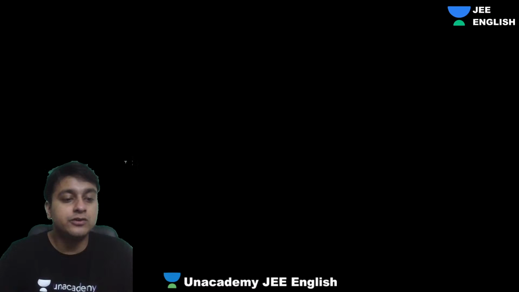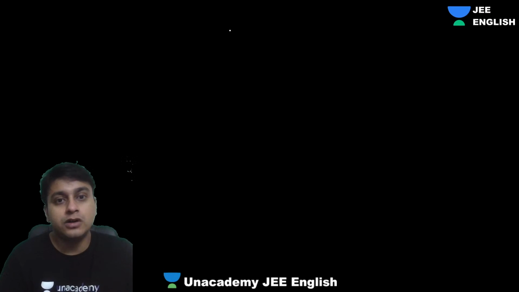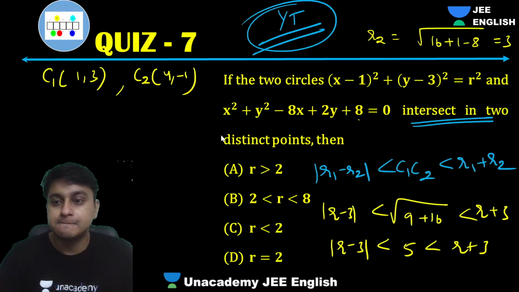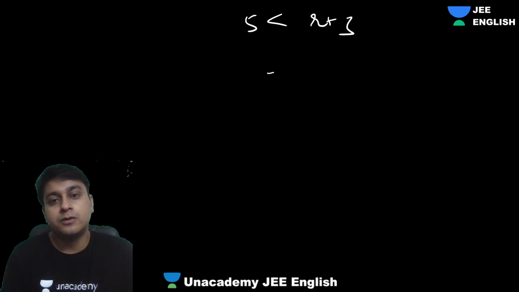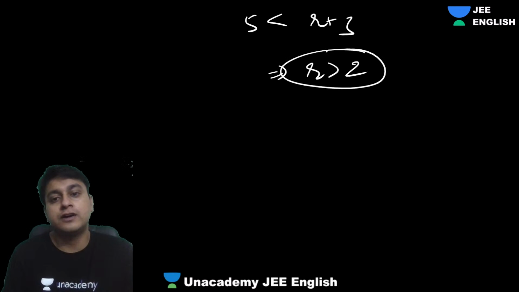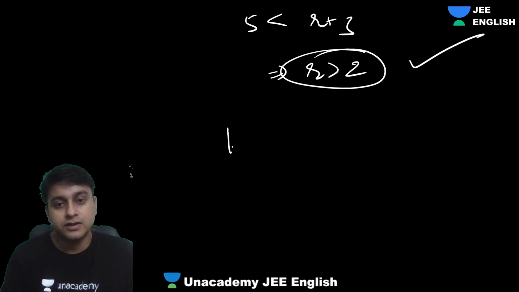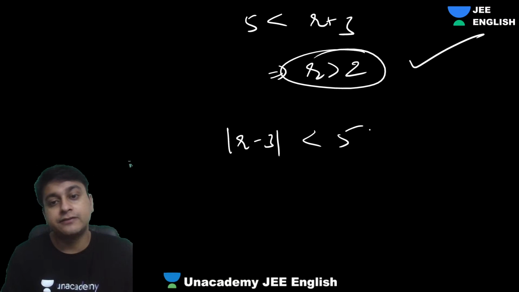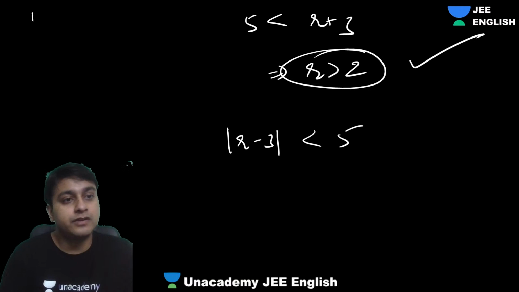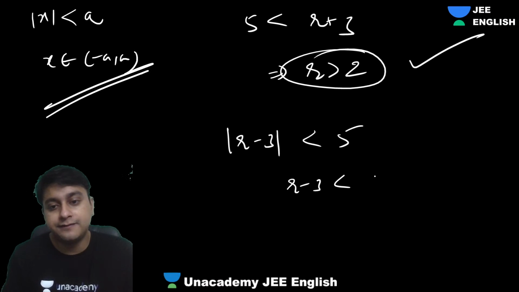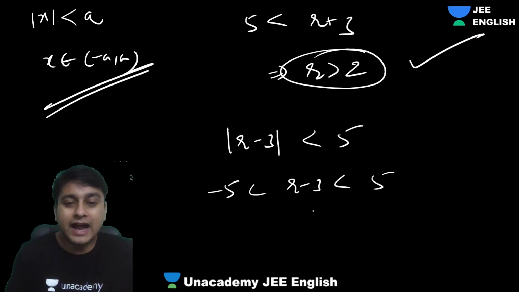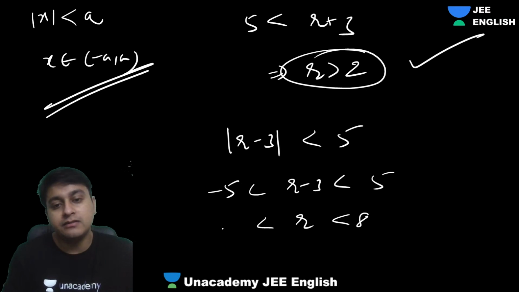First inequality: 5 is less than R plus 3, so R is greater than 2. Second, mod of R minus 3 is less than 5. Whenever we say mod of x is less than a, that means x belongs to minus a to a. So R minus 3 is between minus 5 and 5. When you add 3 on both sides, you get R between minus 2 and 8.